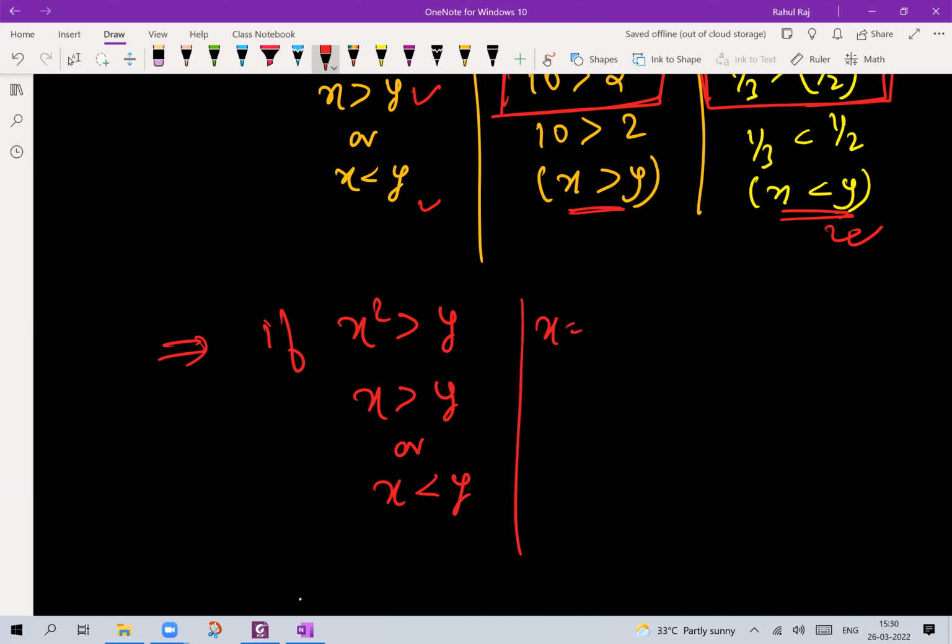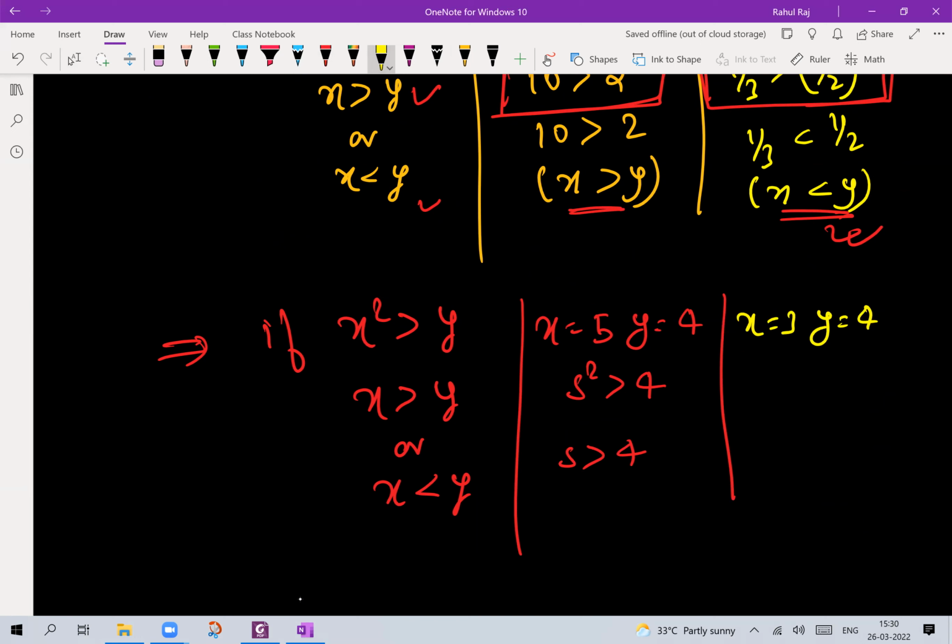Think if x is equal to, let's say I take 5, normal number, y is equal to 4. Can I say 5 square is greater than 4? And 5 is actually greater than 4. And if I take x is equal to 3, y is equal to 4, can I still say 3 square is greater than 4? But 3 technically is less than 4.